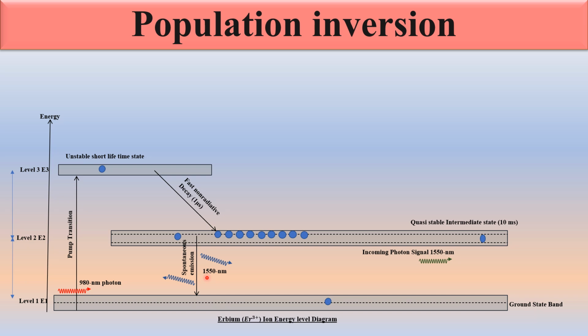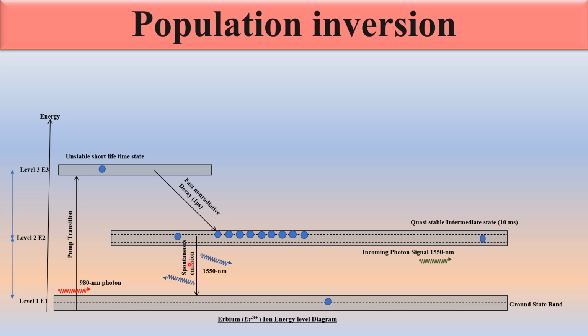Here you can see this is with a 1550 nanometer photon, but in a random direction. This spontaneous emission is the main cause of noise in the EDFA. We will discuss this in detail in the EDFA working principle.